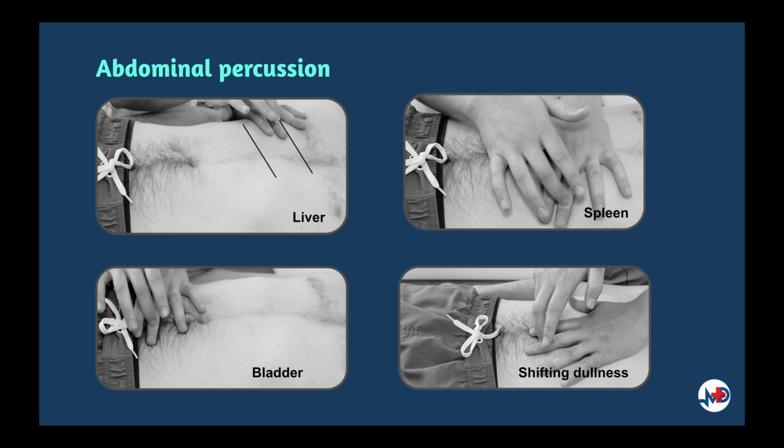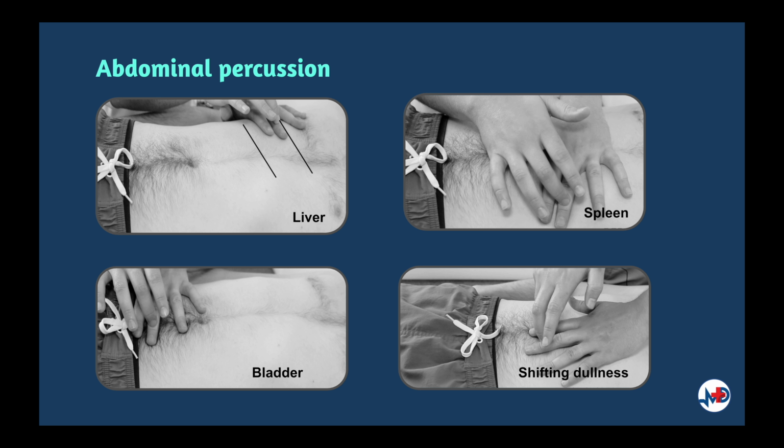Next would be percussing the spleen. Percuss upwards 1 to 2 centimeters at a time from the right iliac fossa towards the left costal margin until the percussion note changes from resonant to dull, indicating the location of the spleen. Sometimes, if the spleen is not palpable, you may also percuss the spleen over Traube's space.